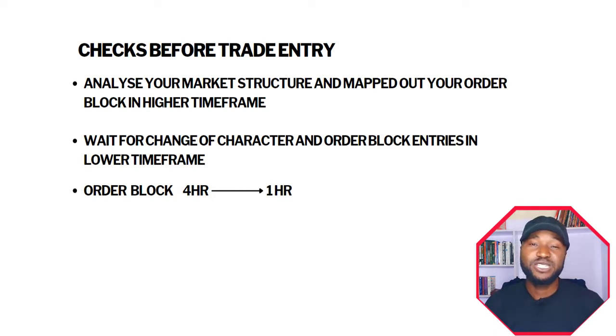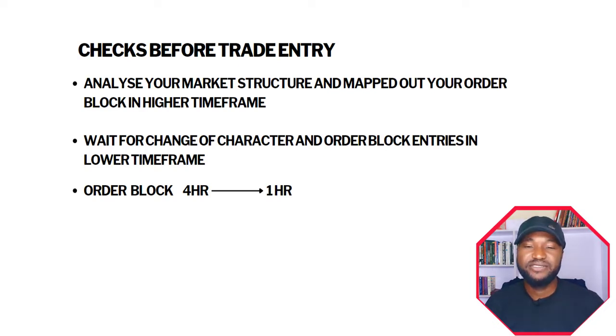So let's go through the checks we need to do before we use this strategy for trade entry. The first thing, if you want to use this particular strategy, is to do your analysis and identify your market structure. What does that mean? It means that you need to identify what market condition you have at that point. If you have a downtrend or an uptrend, or you can simply identify whether you are in a consolidating market.